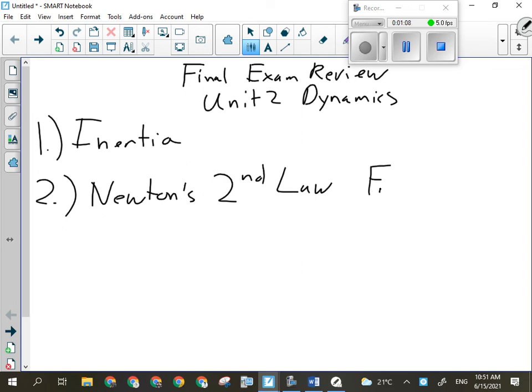F net equals m times a, which is the vector sum of all forces. We did all kinds of Newton's second law types of questions. We did static questions. What's the net force in a static question? 0. So an object is hanging, or an object is traveling at a constant velocity, or the two sine, the two cables and the one sine kind of questions. Those are static questions.